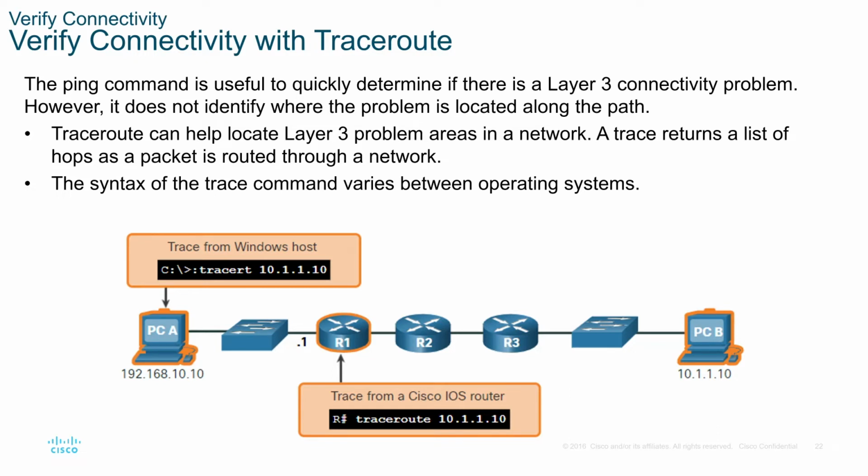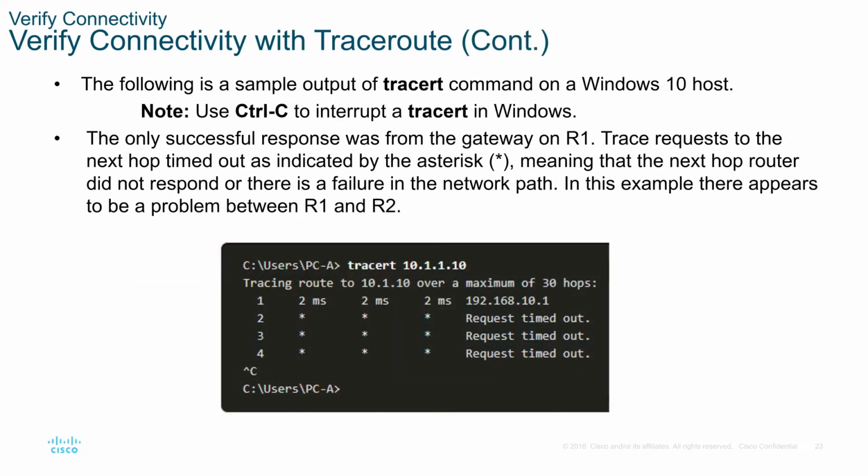A trace returns a list of hops as the packet is routed through a network. The syntax of the trace command varies between operating systems. As we can see here, in a Windows host, the command is tracert. In the iOS, it is traceroute. This example is a sample output of the traceroute or tracert command on a Windows 10 host.